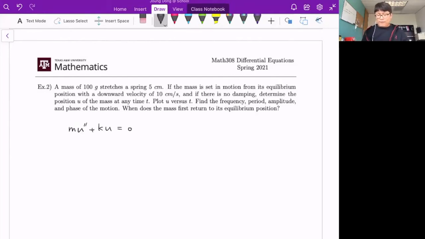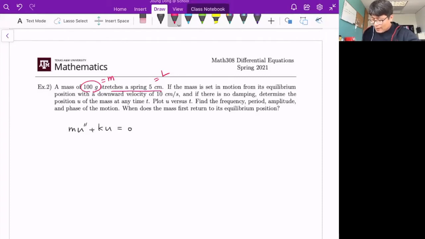So here we go. The first line says the mass is given, which is 100 gram. So we can say 100 gram is just the mass of your object. And then it is stretching a spring 5 centimeter, which means this is not dynamics, but kind of like the equilibrium position, right? When you hang the object on this spring, it is just stretching 5 centimeter. In the previous slide, I used L for this one, right?